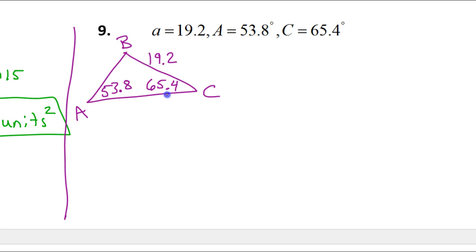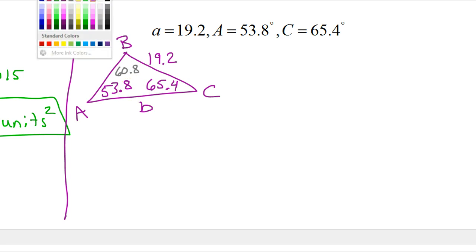Okay, we need two sides and the included angle. If we had side B right here, then that would be two sides and the included angle that we'd have. So let's find side B. Well, to find side B, though, we're going to need angle B. So let's go ahead and find angle B. I'm going to find angle B by subtracting these two angles from 180. That turned out to be 60.8.